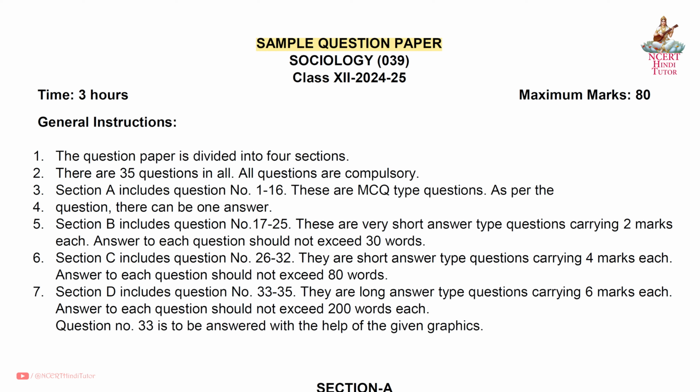Sample question paper Sociology Code 039 Class 12 2024-25. Time 3 hours. Maximum marks 80. General instructions. Friends, you can pause the video and read all the general instructions.